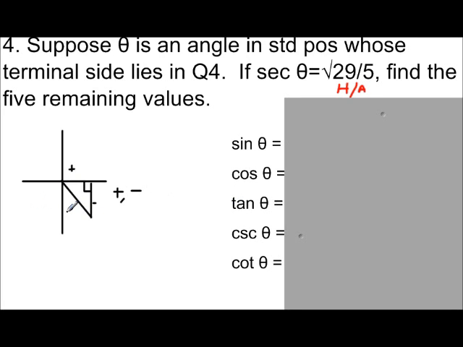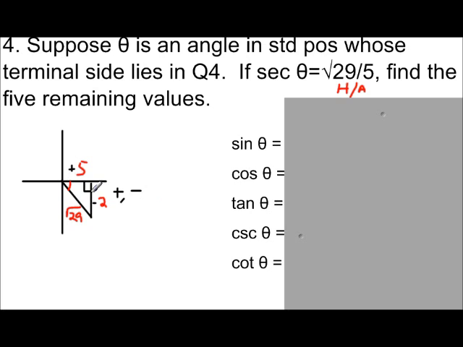So the hypotenuse, then, we're going to call it square root of 29. And the adjacent side, remember we're talking about this angle here, the adjacent side here is length 5. So to find the missing side, you do your Pythagorean theorem. 29 minus 25 is 4, square root of 4 is 2. Since we're in quadrant 4, this value is negative 2. And now we're ready to find all other 5 of the ratios. We don't need to find secant because it's already given to us.